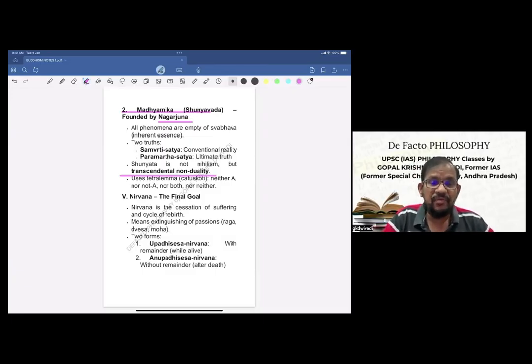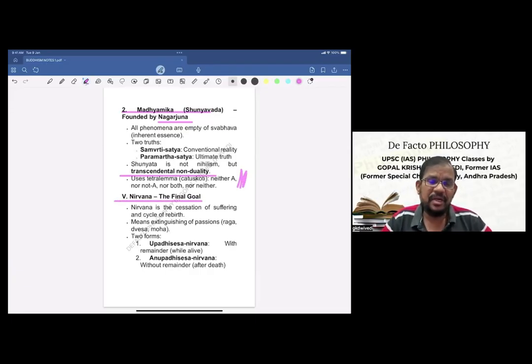Then there is the use of tetralemma, that is Chatuskoti: neither A, nor not A, nor both, nor neither. So this is another four-step logic which he has given. So tetralemma, Chatuskoti, is part of Madhyamik Sunyavad, founded by Nagarjuna. This is a branch of Mahayana. Now, another topic, a subtopic of Buddhism, is Nirvana.